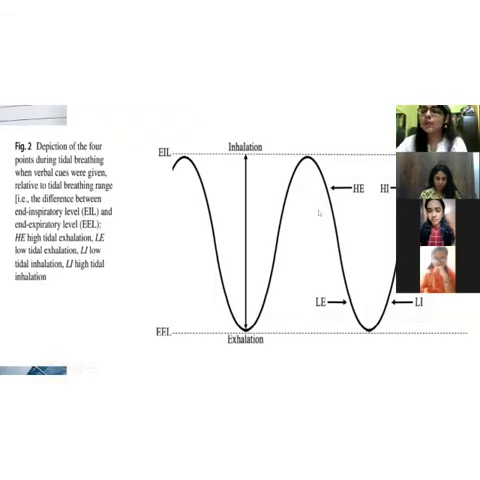Okay, so this is a normal tidal breathing. This is my inspiratory phase. This is my expiratory phase. Now, at this point where you see HE, that is my high tidal exhalation, because this is during the exhalation, and here my lung volume is going to be more. So that is why I'm naming it HE, that is high exhalation.